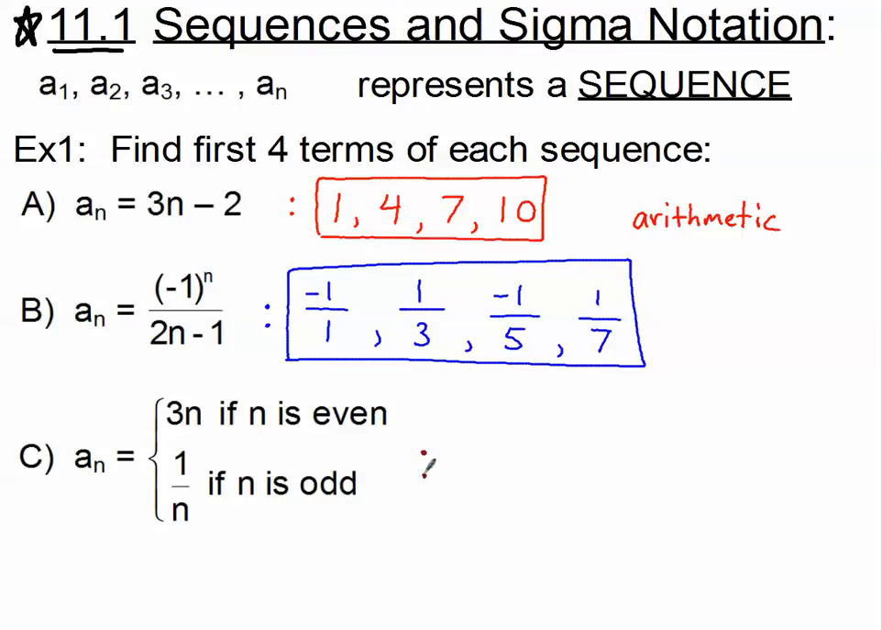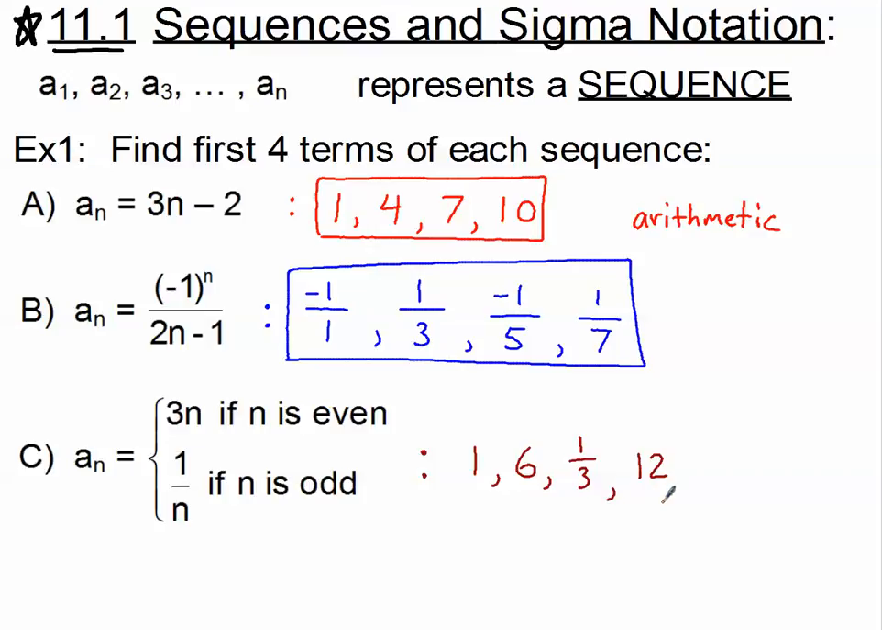So if we're looking for the first 4 terms, again, we're plugging in a 1, 2, 3, and 4. Since 1 is odd, I will be plugging the 1 into this bottom piece, and 1 divided by 1 is 1. Since 2 is even, I'm going to plug a 2 into the top piece. 3 times 2, of course, is 6. 3 to find the 3rd term. 3 is back to being odd, so I'm going to plug it into the bottom piece and get 1/3. And 4 is even, of course, so 3 times 4 is what I'd get to get my fourth term.